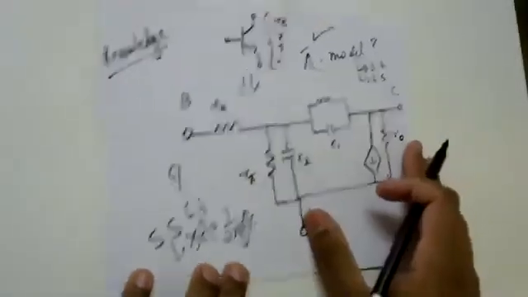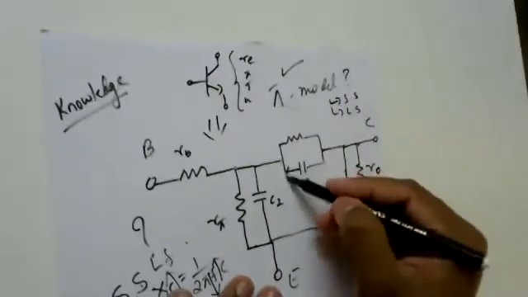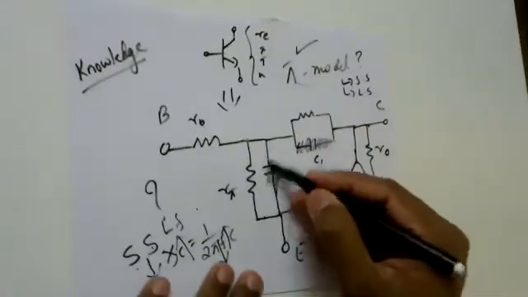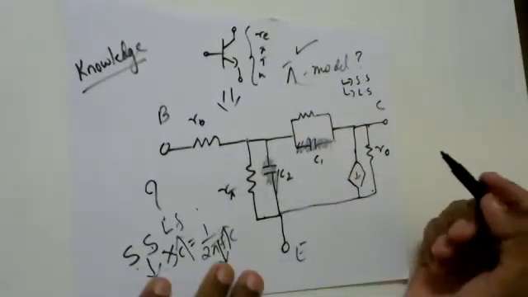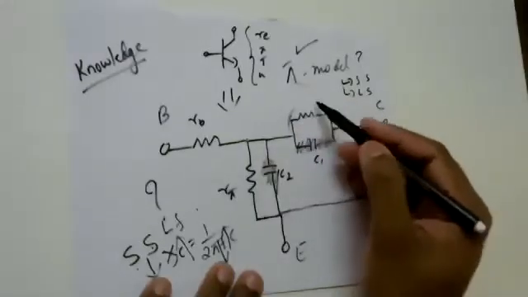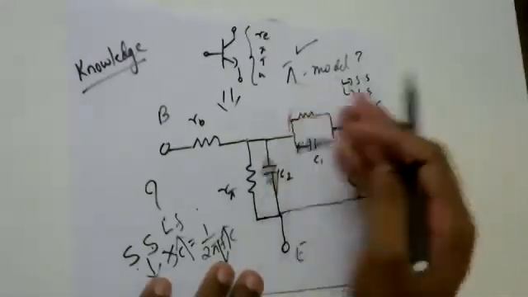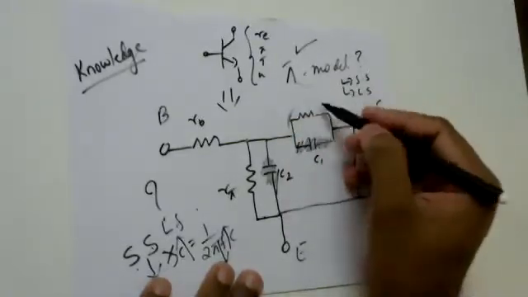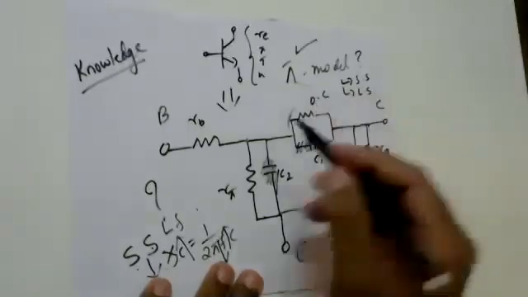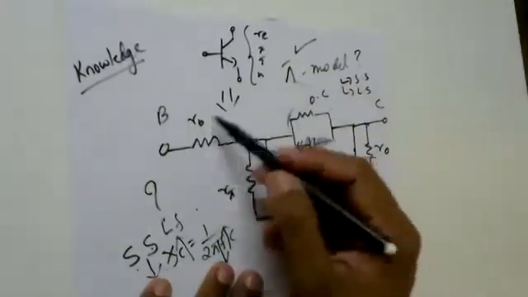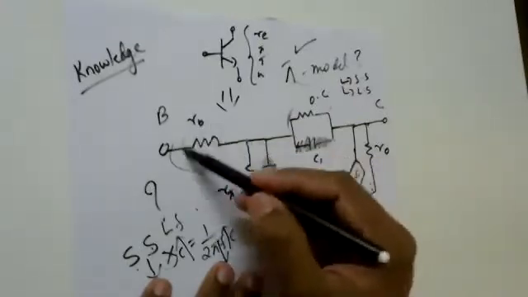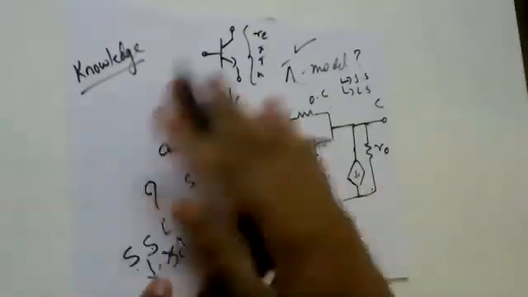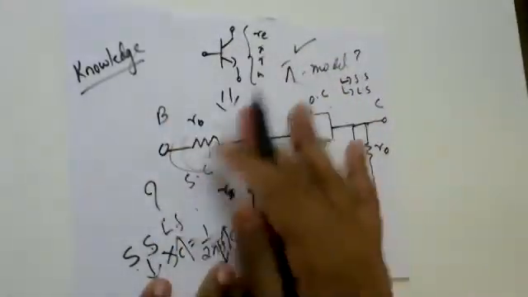So reactance is high, which means I'm seeing this as an open circuit. What happens to this resistance? This resistance is nothing but a junction resistance, and it is high and can be treated as an open circuit. Then what has happened to this base resistance? This resistance is very small and can be treated as a short circuit.